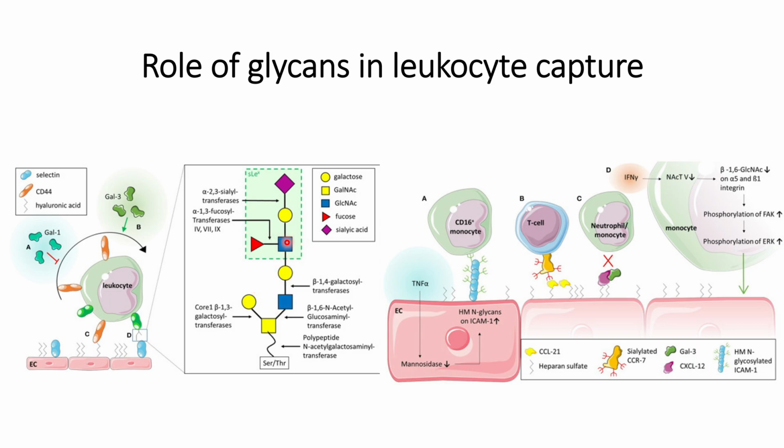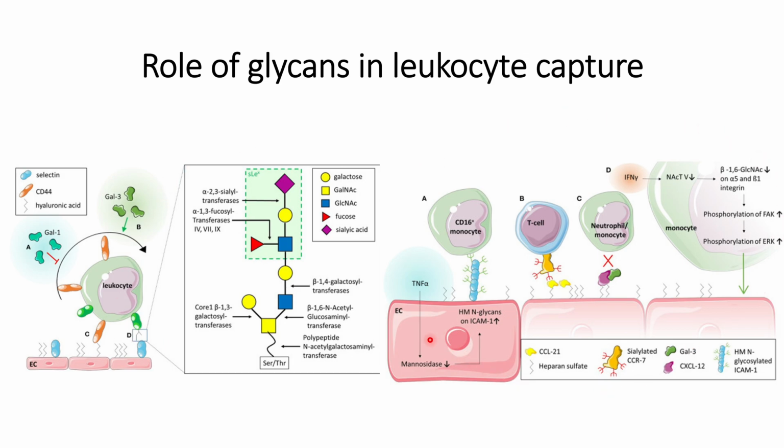We can see that structures like SLeX, the Sialyl-Lewis X structures, expressed on the leukocytes are more prone to interact with these endothelial cells, and thereby they help in leukocyte adhesion to the endothelial cells. These Sialyl-Lewis X structures are also found in higher quantity, or higher expression, on cancerous cells. Thereby, this kind of structure helps cancerous cells to metastasize to secondary organs. So this is about the normal process.